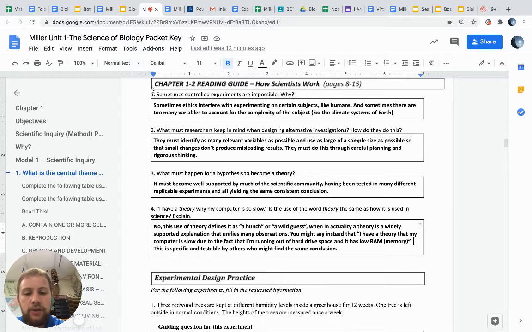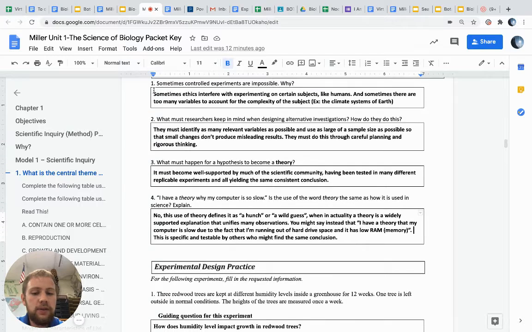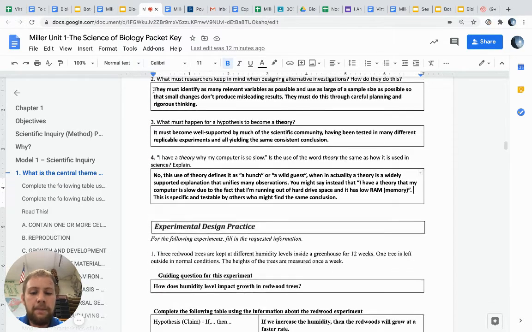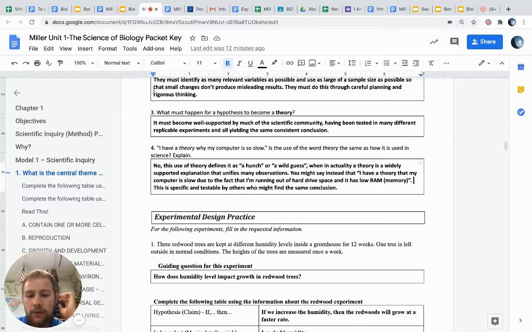So 3 redwood trees are kept at different humidity levels inside a greenhouse for 12 weeks. Must be a pretty tall greenhouse because redwoods are huge. So 1 tree is left outside in normal conditions, and the heights of the trees are measured once a week. So the guiding question for this experiment is going to be, how does humidity level impact growth in redwood trees? So we could say growth or height, but really height is just a measure of tree growth. So that is what we're trying to find out through this experiment.